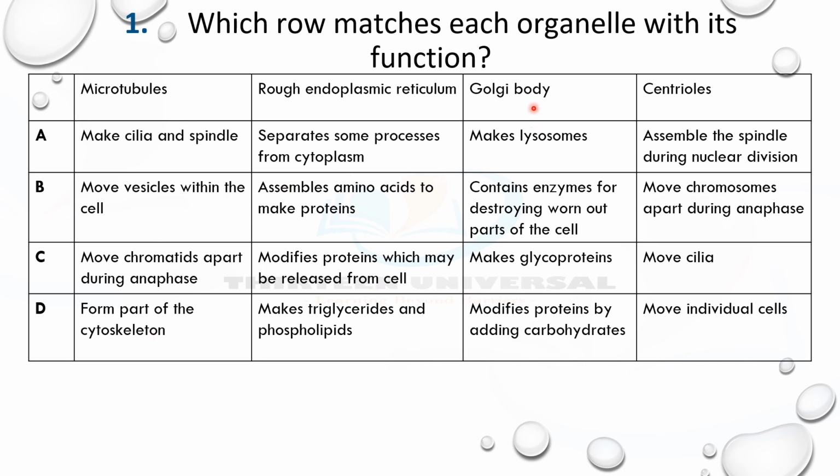So let's go to Golgi. It contains enzymes for destroying worn out parts of the cell. This is actually a function of the lysosome. Lysosomes are formed from the Golgi, but their sole function is this: they contain enzymes for destroying. So I think this eliminates B.